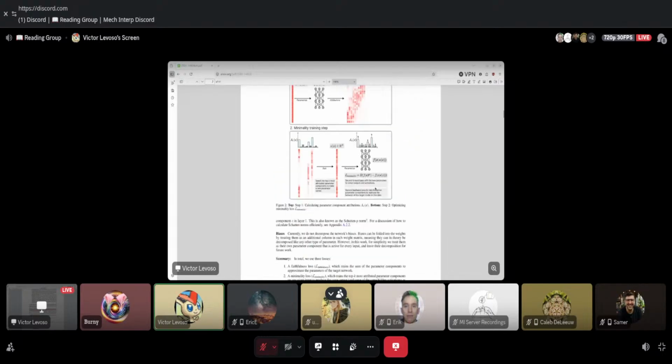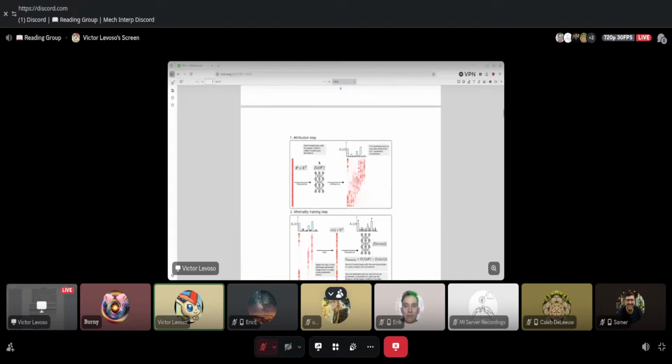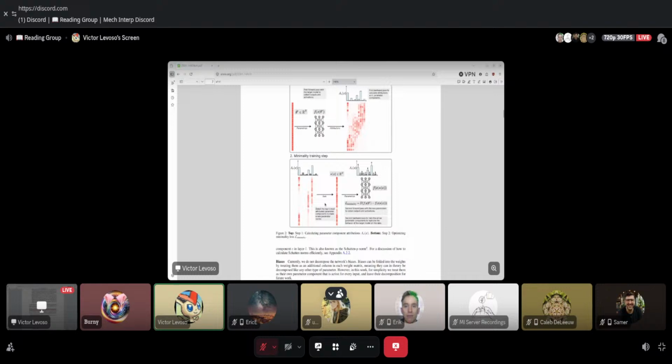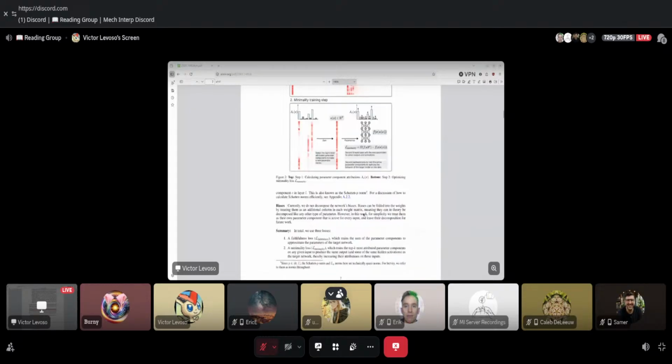Okay, so there's the methods. They do the attribution, and they get this, and then they do the minimality, and then they set top k. Second forward pass with the parameters and the input.